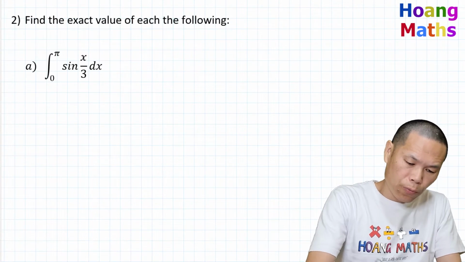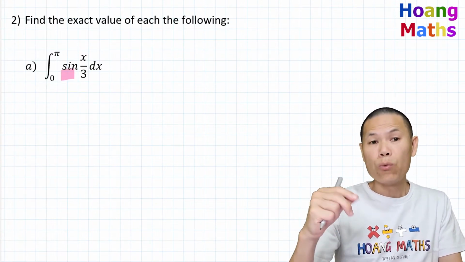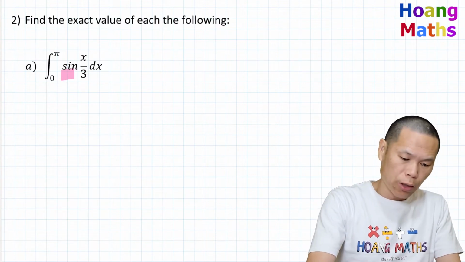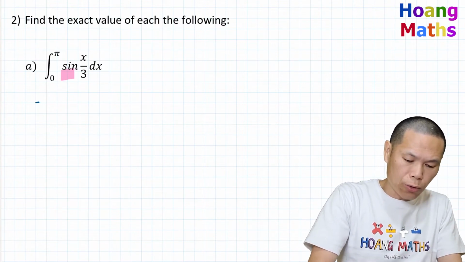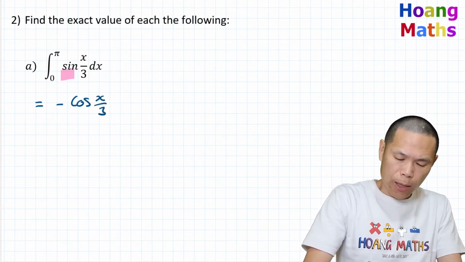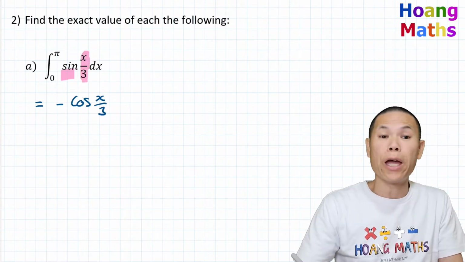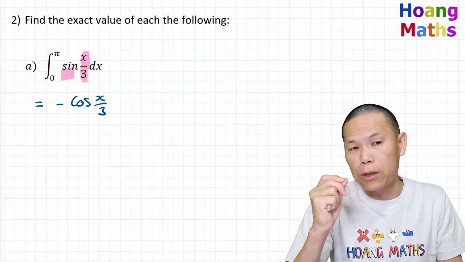First of all, we need to integrate sine. So we know that integrating sine will give us negative cos. So that is equal to negative cos of the angle x over 3. And then we need to divide by the derivative of the angle. So we differentiate x over 3.